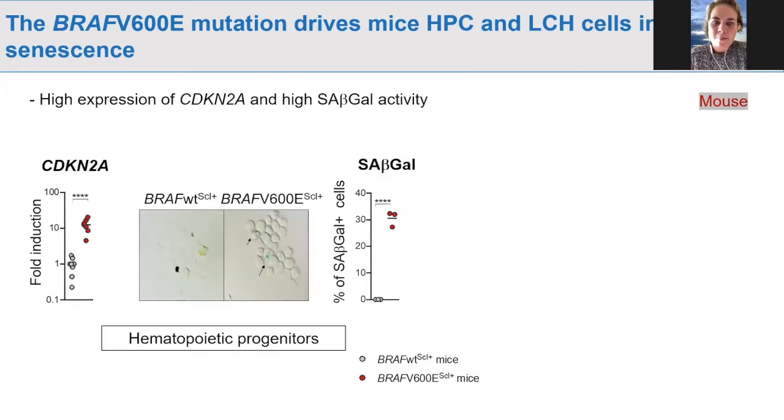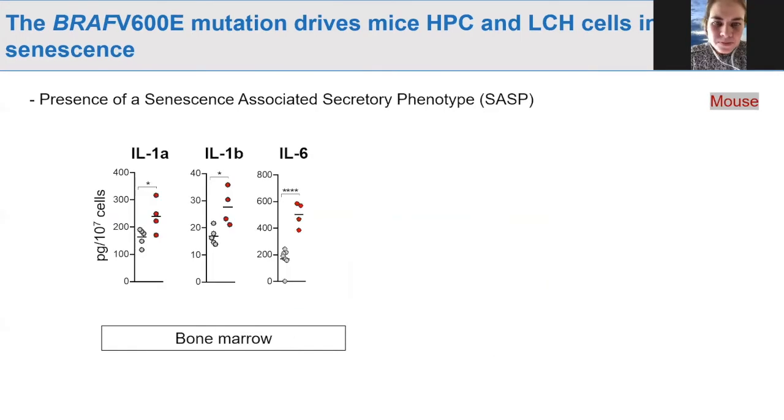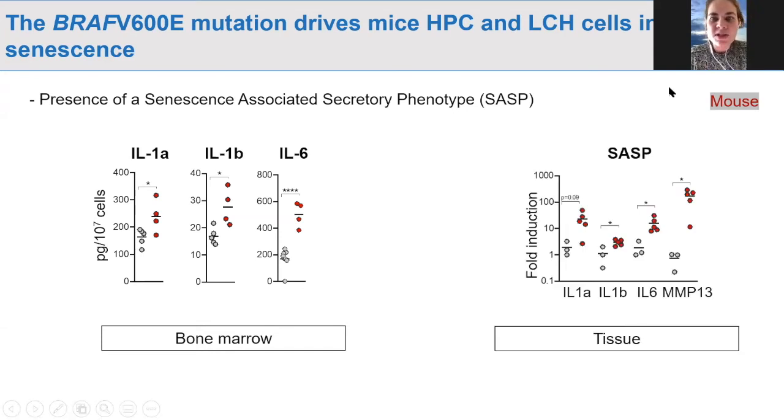Next slide. Then we observe that our BRAF V600E hematopoietic progenitor cells in our mouse model express canonical markers of senescence. So high CDKN2 expression, high senescence-associated beta-galactosidase activity. Next slide. And we observe the same in LCH cells, high CDKN2 and high senescence-associated beta-galactosidase activity. Next slide. And this was associated with a senescence-associated secretory phenotype, which means that senescent cells secrete a lot of cytokines, such as IL-1 alpha, beta, IL-6, IL-8. Next slide. And we observe this senescence-associated secretory phenotype in the bone marrow and at the tissue site.